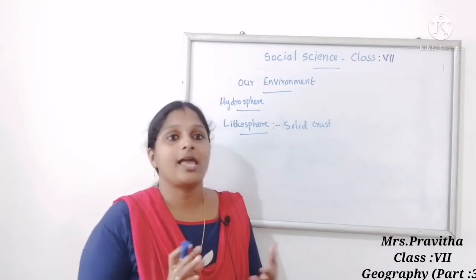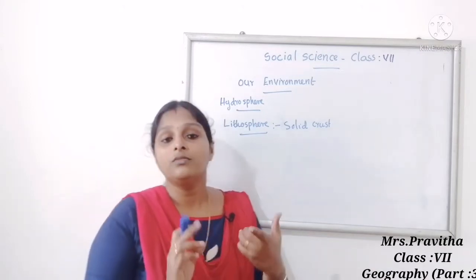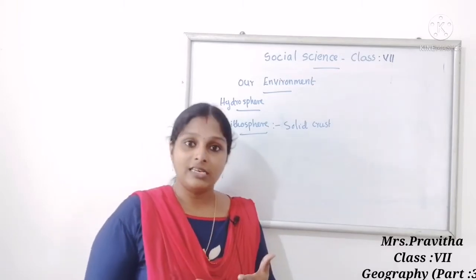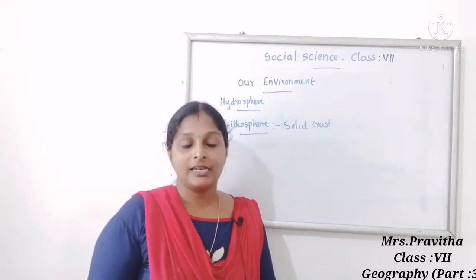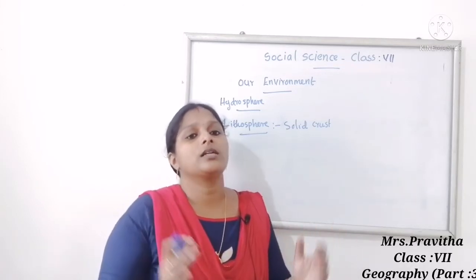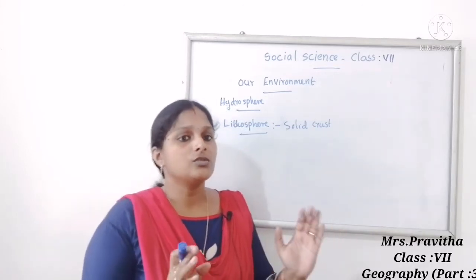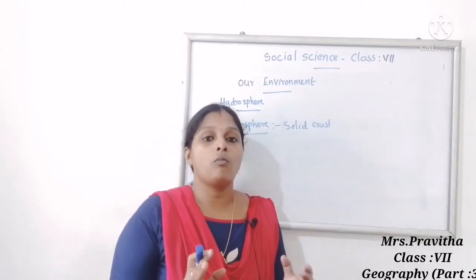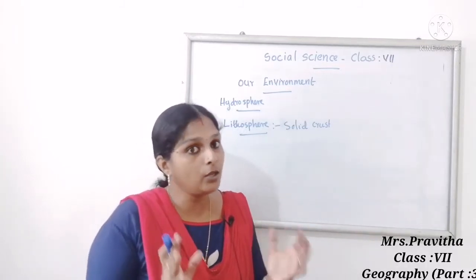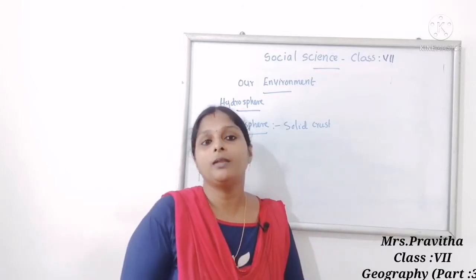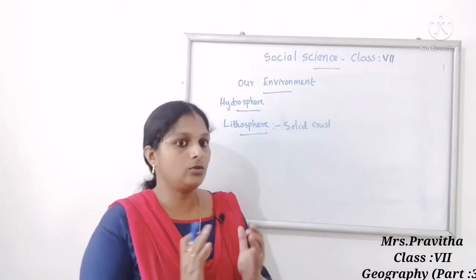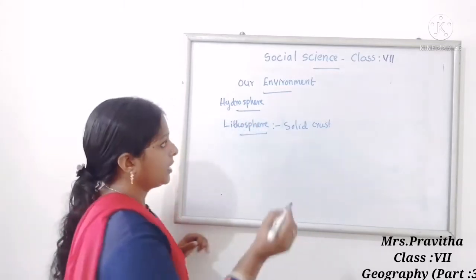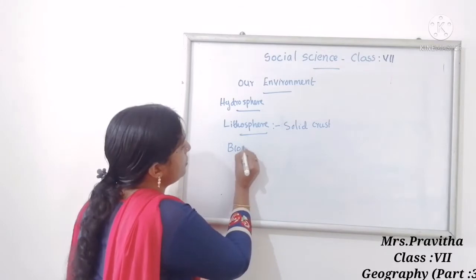Then various landforms are there in lithosphere. Which are the important landforms? Mountains, peak, valley, hills, island, peninsulas. These are all the different landforms of the earth. These are all part of lithosphere, and lithosphere is the home of plants, animals and human beings. So these are the main points you have to learn about the lithosphere. Now we will look at our next layer, that is biosphere, the next realm of the earth.